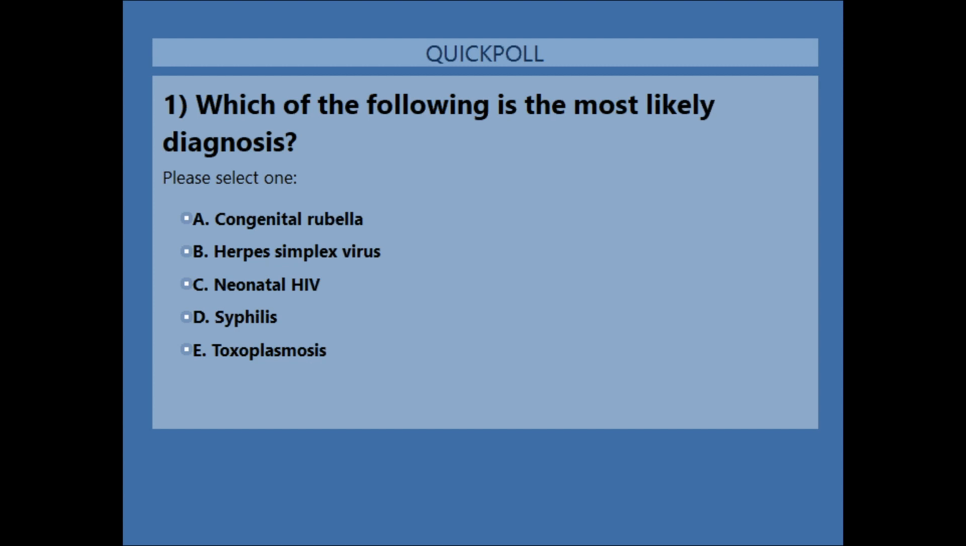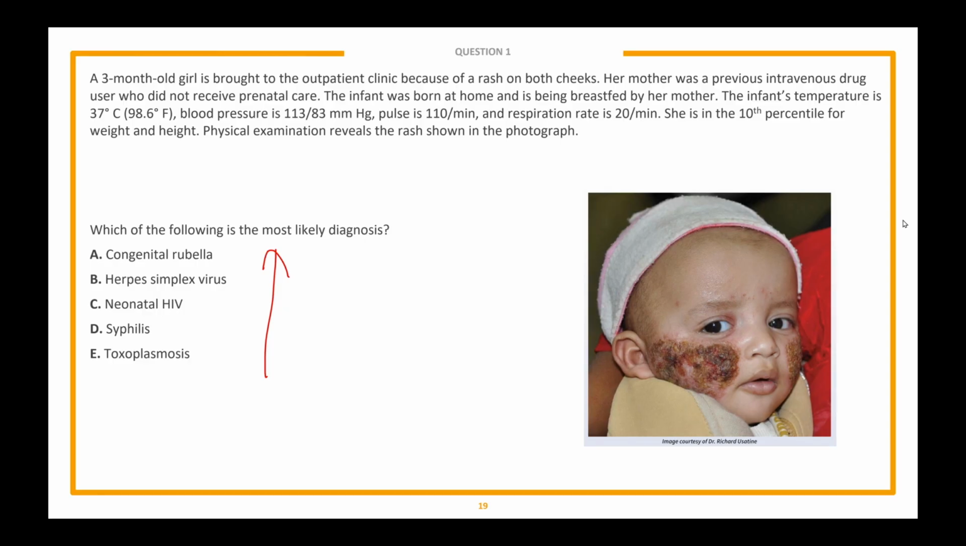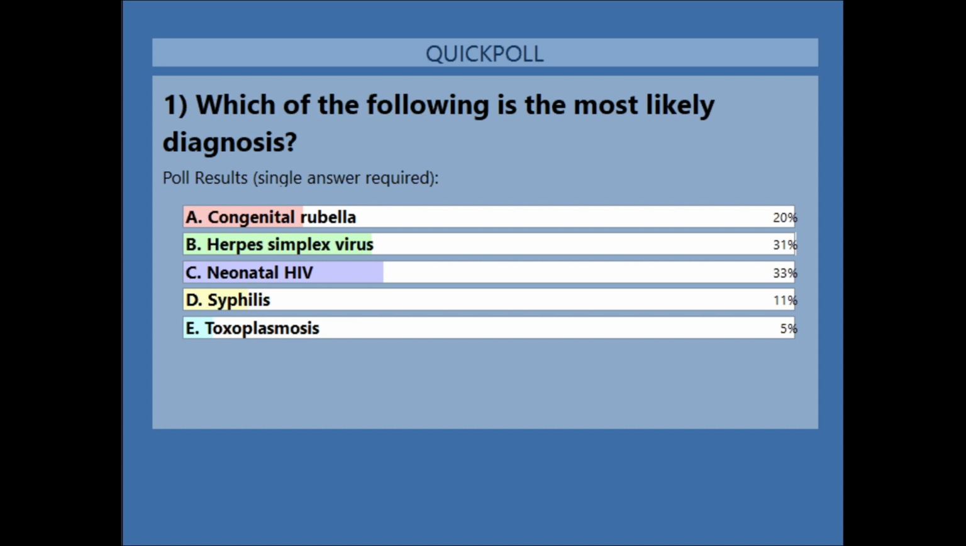And remember, on the USMLE, there is no penalty for guessing, so you should never leave a question blank, okay? All right, so let me go ahead and close the poll and share the results. Hopefully everybody can see the results. It's actually a horse race between B, herpes simplex virus, and C, neonatal HIV. But also a number of folks looking at A and D as well.